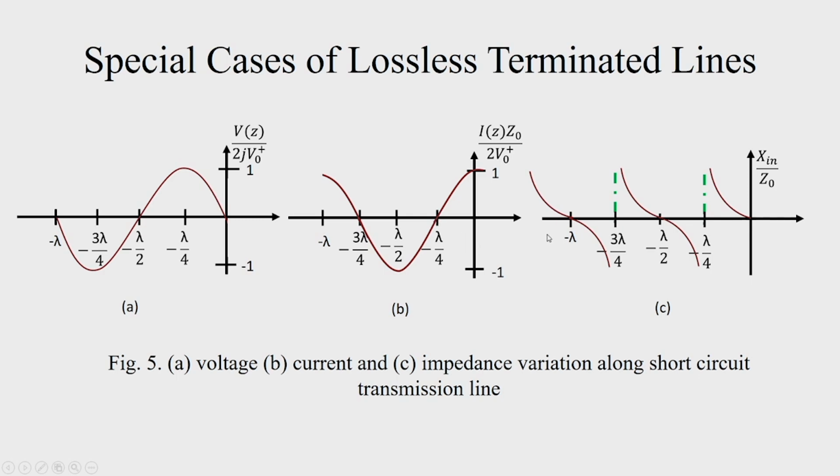The impedance variation is of the form tan βL, and the input impedance is purely imaginary. If we plot Xin by Z0, we see that the variation is initially inductive till the length is lambda by 4, then it becomes capacitive, then it becomes inductive again. So, this is how a short circuit terminated line will behave in terms of voltage, current and impedance variation.